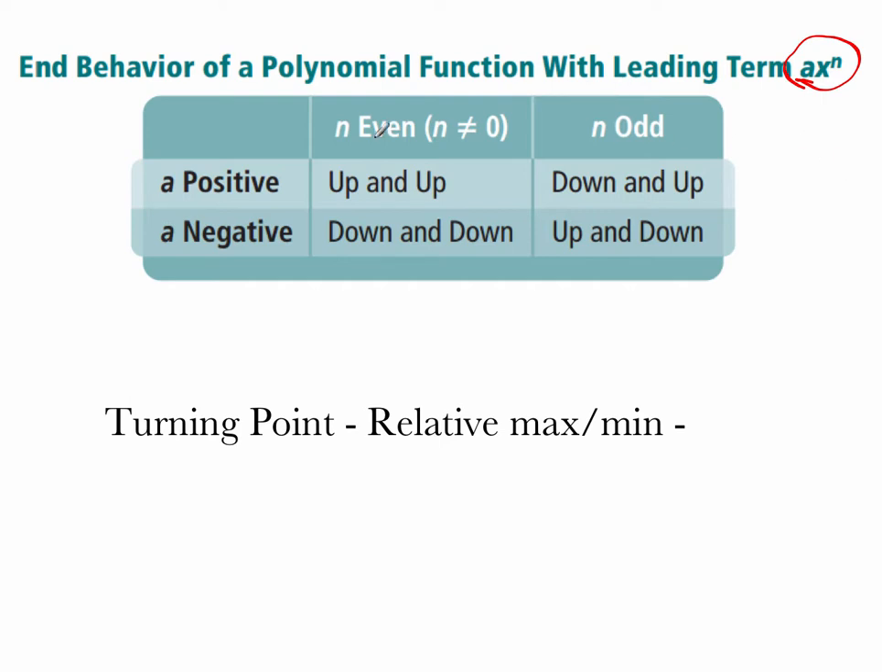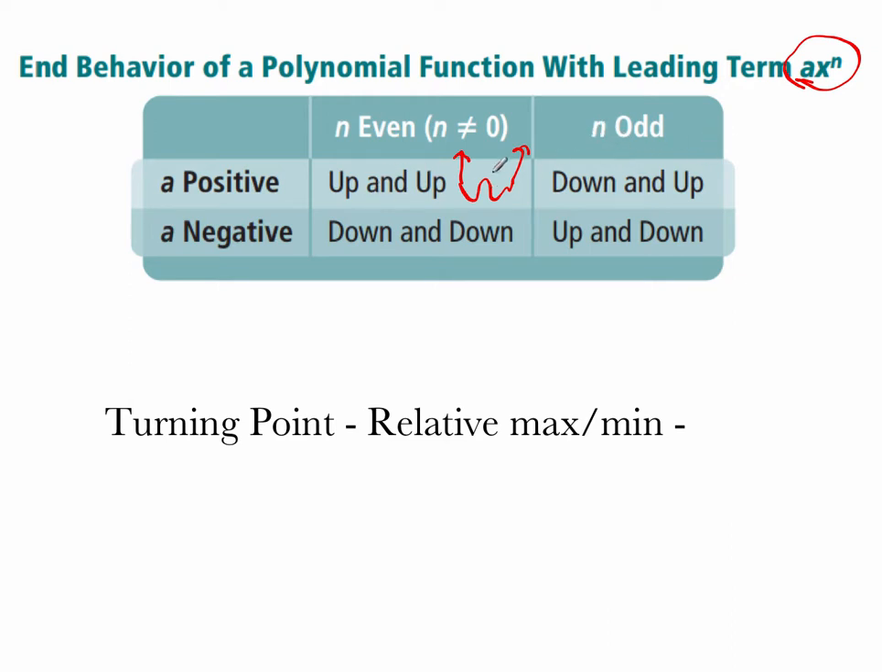Now, if this leading coefficient is positive and n is even, then the end behavior is up and up. It's going to go up and it's going to go up, because as x is very negative and you raise it to a power, it's going to become very positive. And as x becomes very positive and you raise it to a positive power, it's going to become very positive as well.